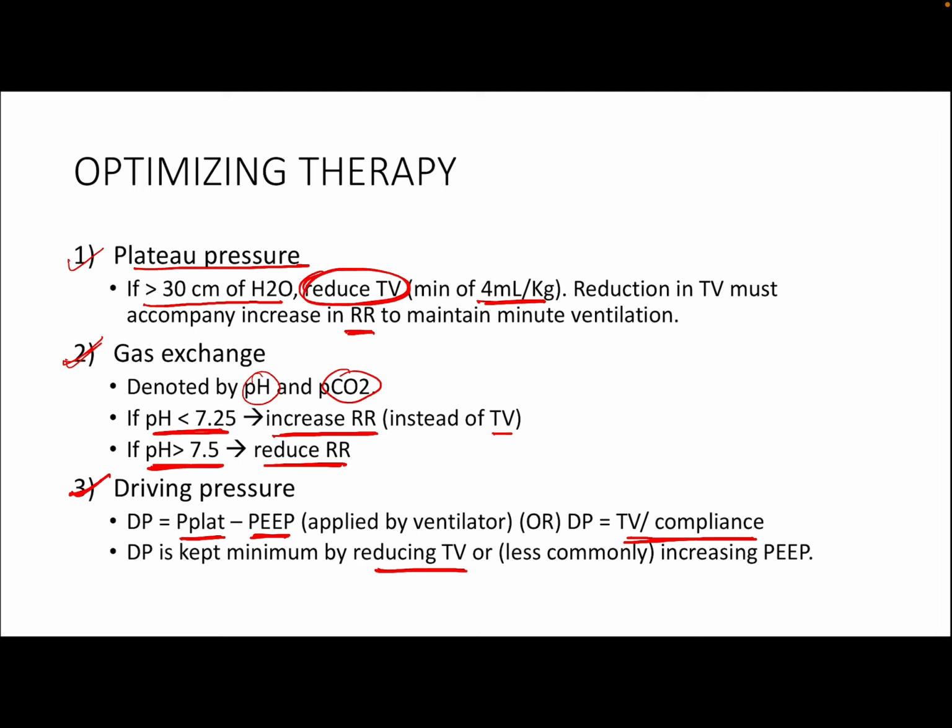And in case you are trying to increase PEEP, studies show that the increase in the PEEP should just be kept for around 2 to 6 hours only. So generally we go with the reducing tidal volume strategy. Now, this optimization of therapy is extremely important, and you have to keep assessing the patient with ARDS every 4 hours and monitor all these parameters and of course their clinical response.